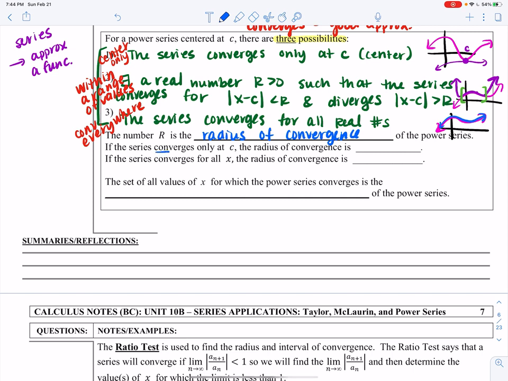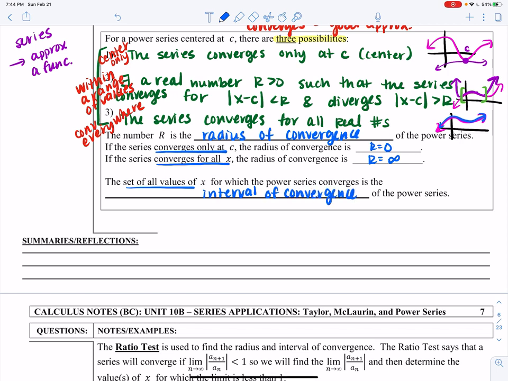If the series converges only at the center, then our radius of convergence is 0. If our series converges everywhere, then our radius of convergence is infinite. And the set of all values of x for which the power series converges, we're going to call the interval of convergence.